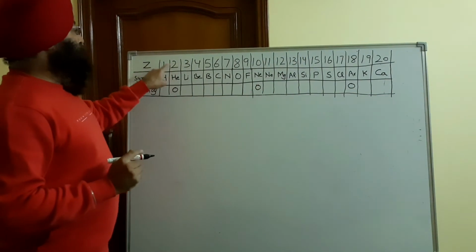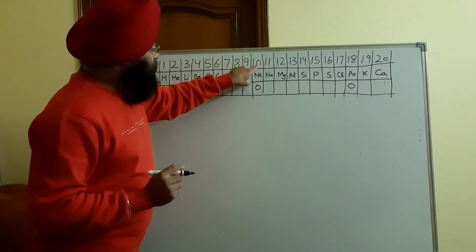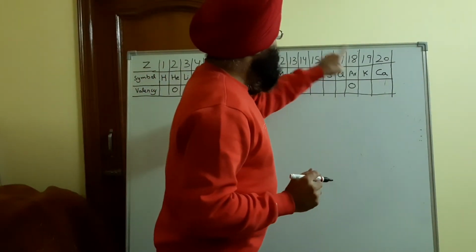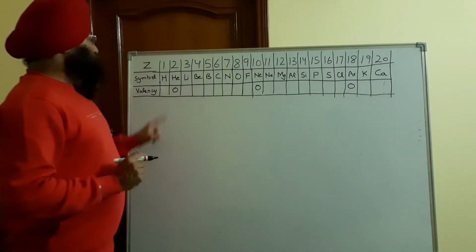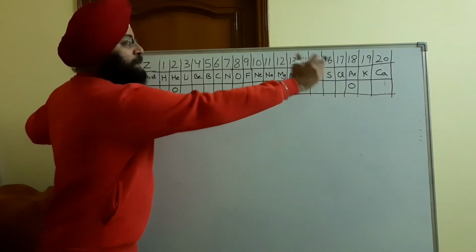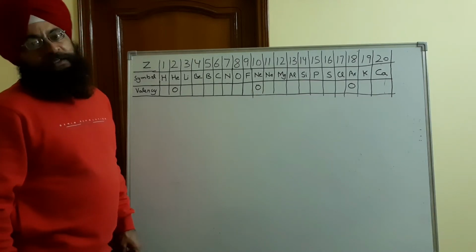Helium is atomic number 2, just add 8 to it. Then the 10th one is neon, and then again add 8 to 10. So 18 is argon. These three noble gases in the first 20 elements will have zero valency.